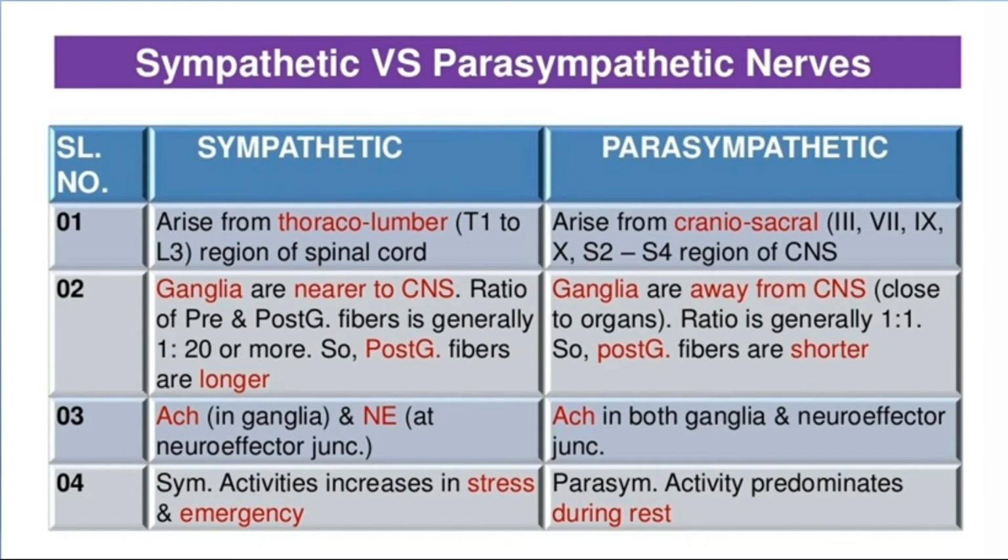In parasympathetic nervous system, ganglia are away from CNS, close to organs. Ratio is generally 1:1. So post-ganglionic fibers are shorter. Acetylcholine is present in ganglia, norepinephrine at neuroeffector junctions. Acetylcholine in parasympathetic nervous system is present in both ganglia and neuroeffector junctions. In sympathetic nervous system, activities increase in stress and emergencies. In parasympathetic nervous system, the activity predominates during rest.